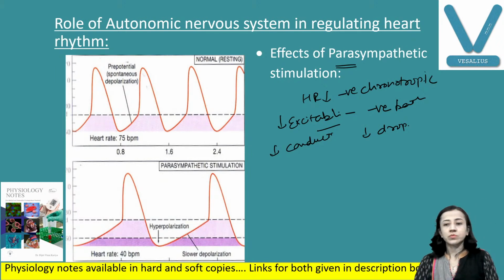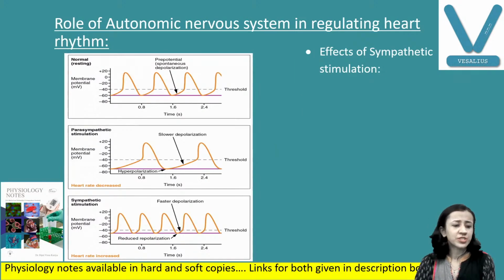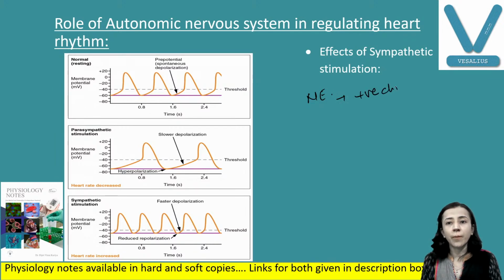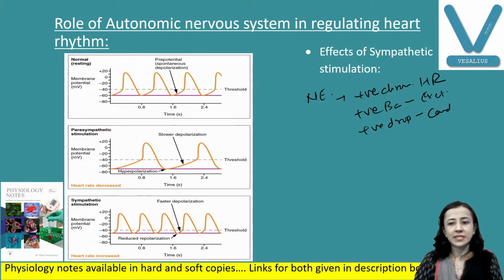Okay. Now, another, that is effect of sympathetic stimulation. When sympathetic nerves are stimulated, what happens? The neurotransmitter norepinephrine is released, and this norepinephrine has positive chronotropic effect, positive bathmotropic effect, positive dromotropic effect. Chronotropic increases heart rate, dromotropic is conductivity, bathmotropic is excitability. So this is the effect of sympathetic stimulation.